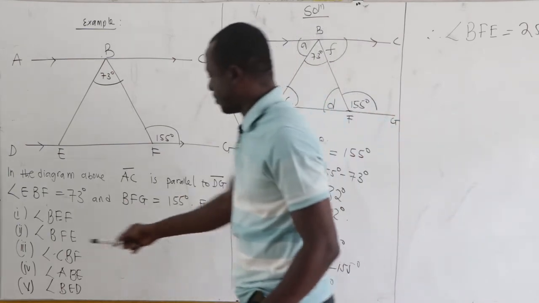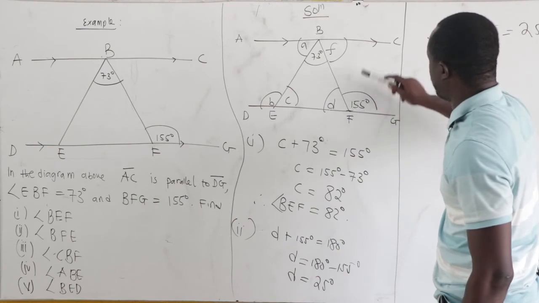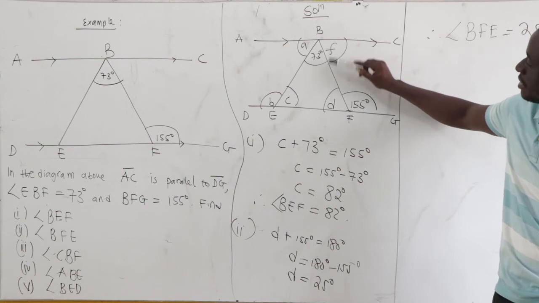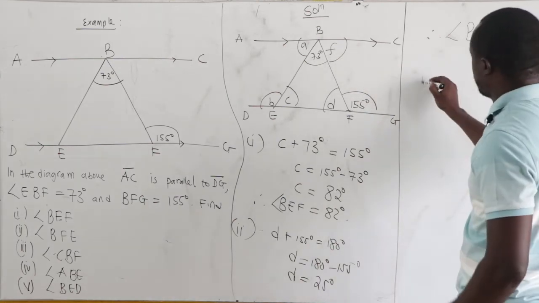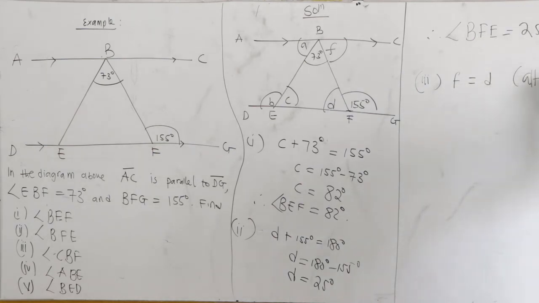We should find CBF. Where's our CBF? Now, this plus this equal to 180, or we can say that this is alternating to this. So the third one, we know F is equal to D, alternate angles. Now, what is D? D is 25, so that's 25 degrees. Therefore, angle CBF is equal to 25 degrees.